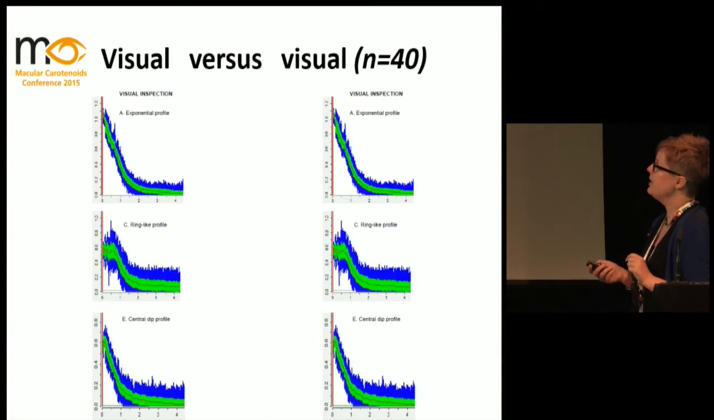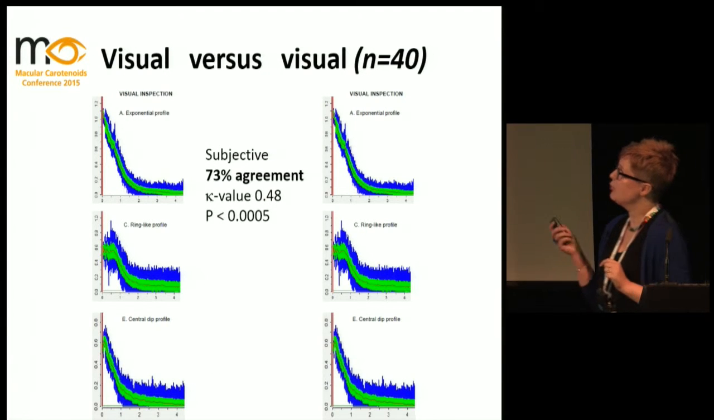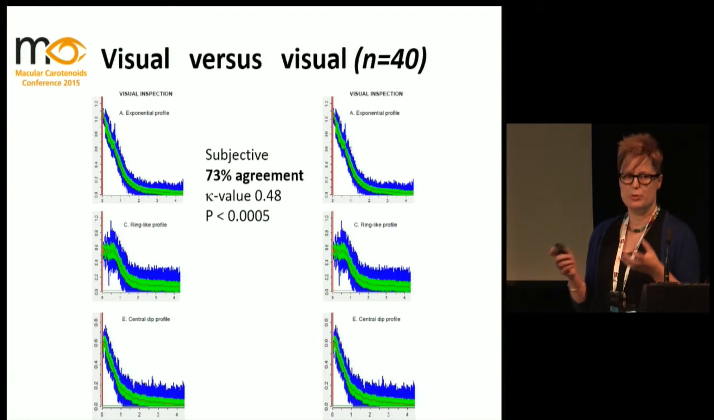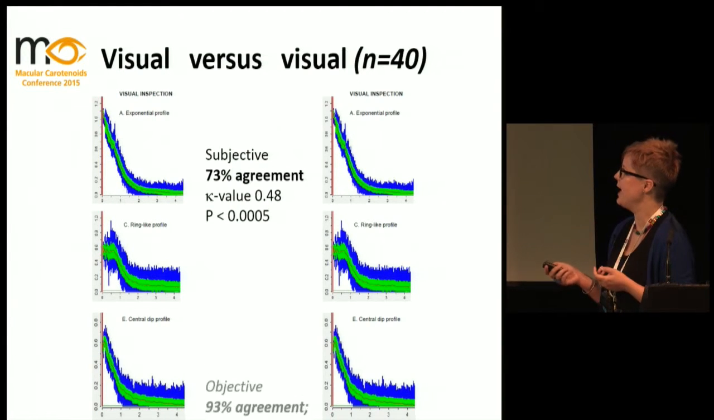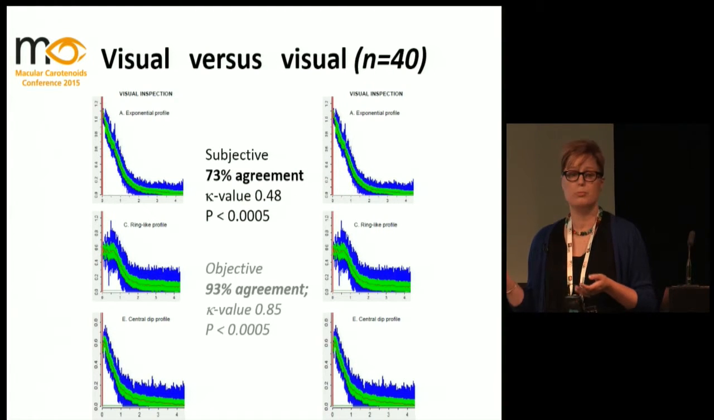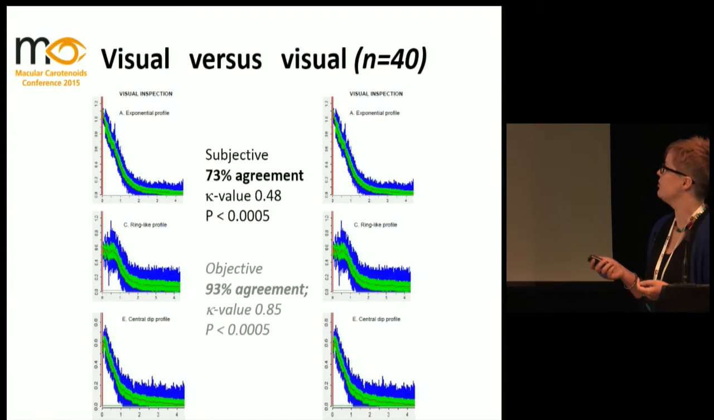And what we find is that, although the agreement was statistically significant, the kappa value did show that it was only a moderate agreement. So if we compare that really to our objective classification system, we felt that that is more reliable than what we currently use when we visually look at FAF images.